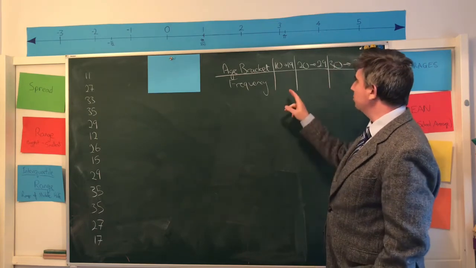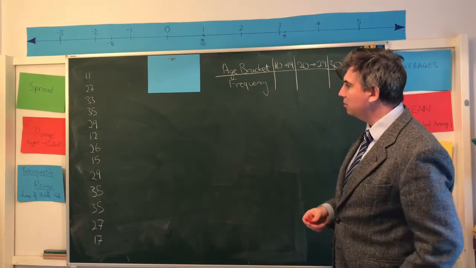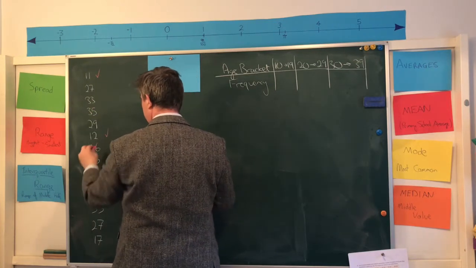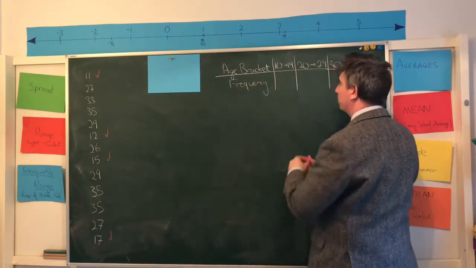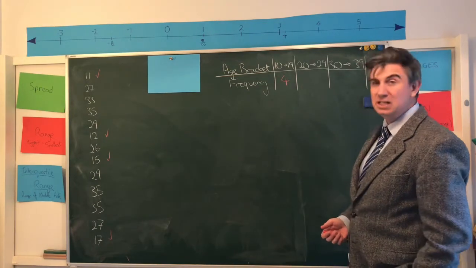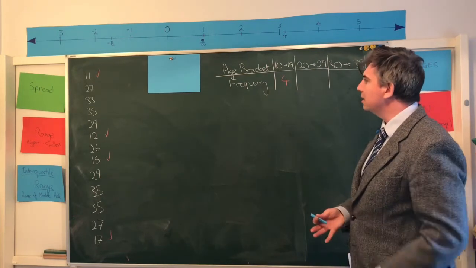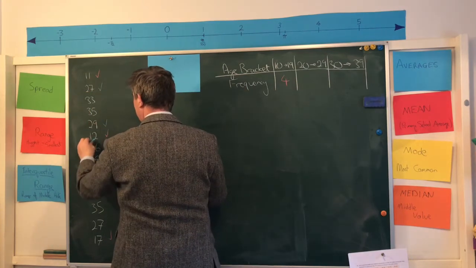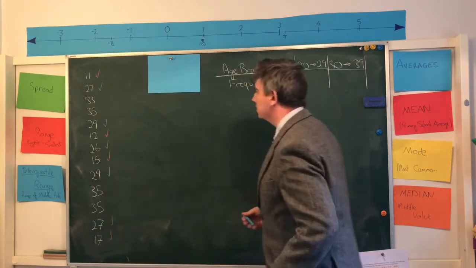So let's answer this one here first of all, 10 to 19. So 10 to 19, well, let's count them. So it's going to be this guy, this guy, this guy, and this guy. So into here I'm going to put a 4, because there's 4 in the 10 to 19 age bracket. Let's take a look at the 20s. So let's take a look who's in their 20s. So here's this guy, 1, 2, 3, 4, 5. So just 5 guys in their 20s.